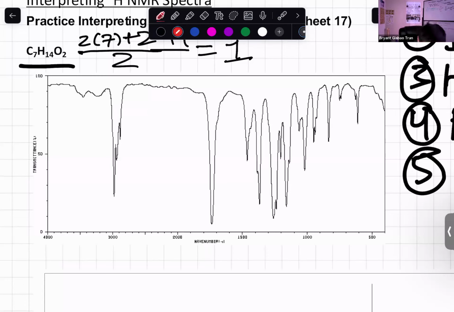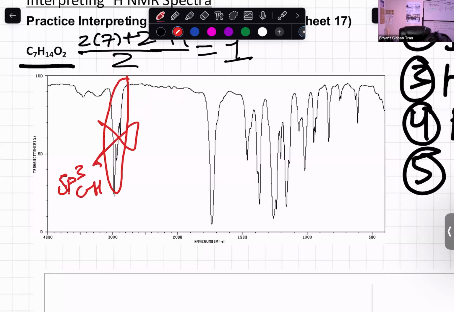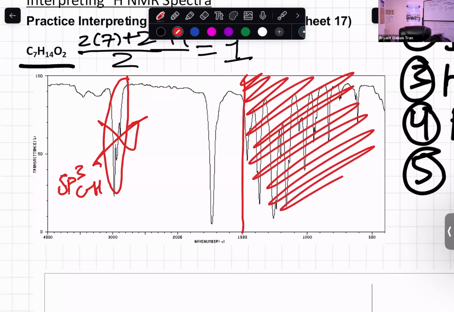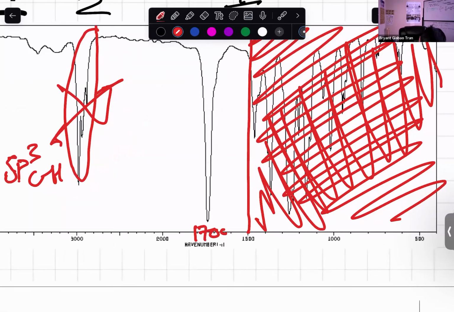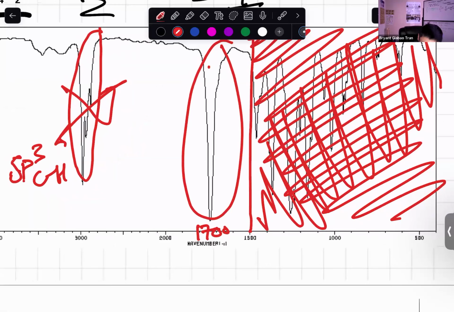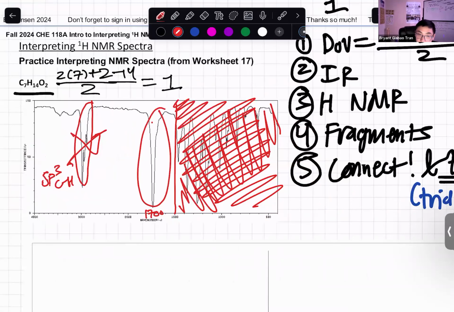Yeah, no worries. If you see a peak at around 3,000, that's the regular sp3 carbon hydrogen peak, so we could basically ignore that. If you see 1,500 and below, that's the single bond fingerprint region, so for the purposes of CHE118A, you could ignore that. Now if you see a sharp peak at around 1,700, this is the important peak right here. Can you remember what functional group is around 1,700?